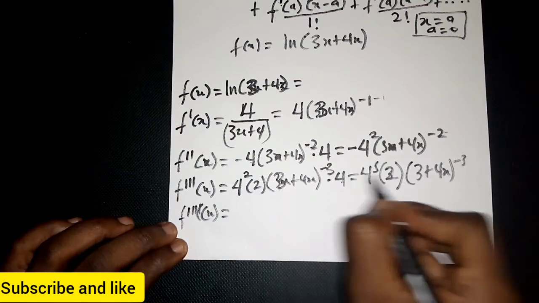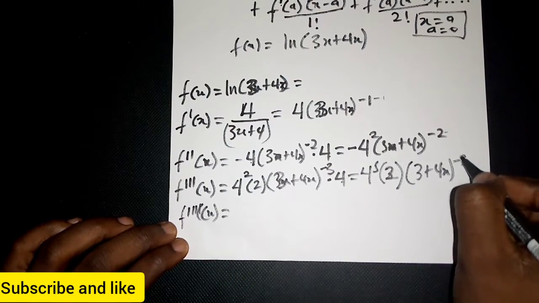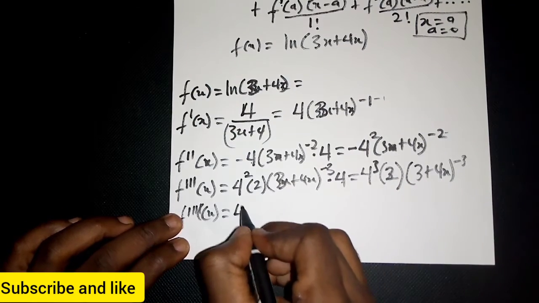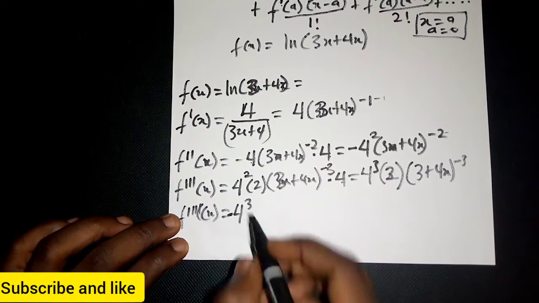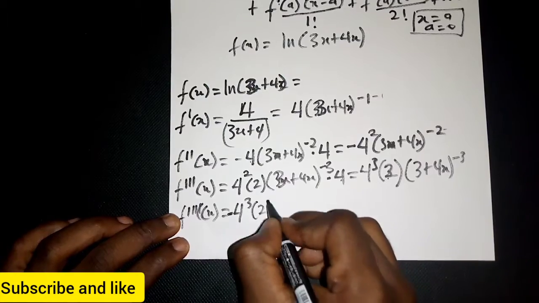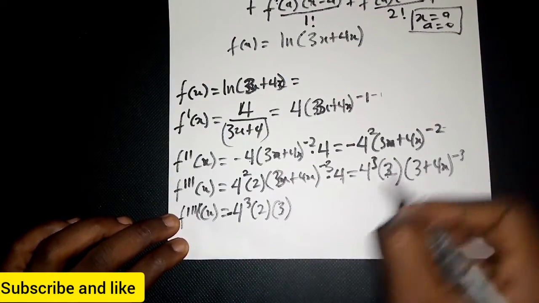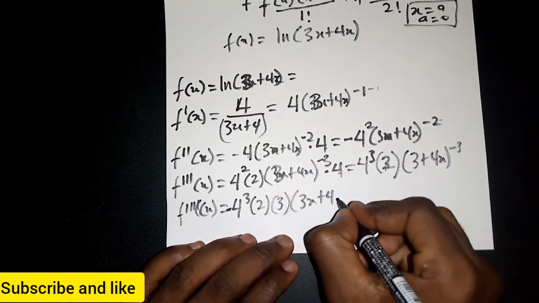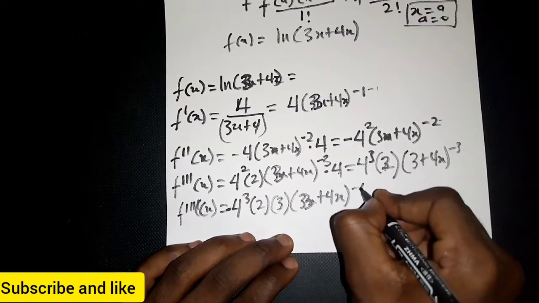Then we have also negative 3 multiplying 4 to the power cube. So we have 4 cube. Remember it's negative, so we have negative over here. Then we have 2 already there. Then the 3 here. Then we write the whole of that plus 4, 3 plus 4x. Then minus 4 here.